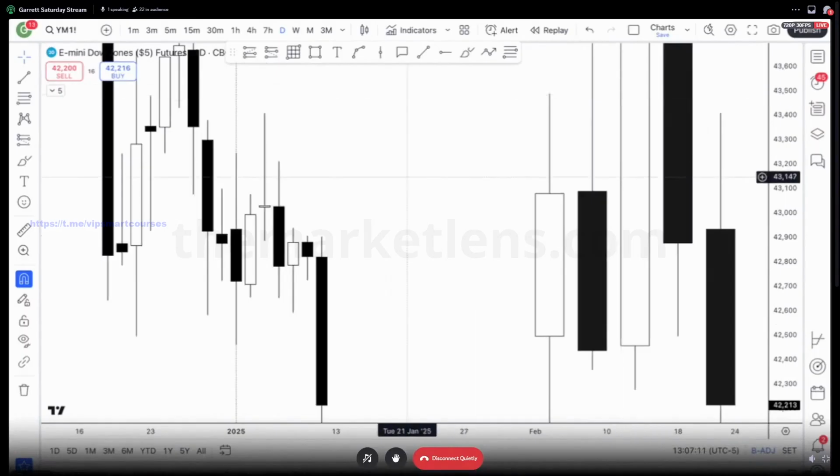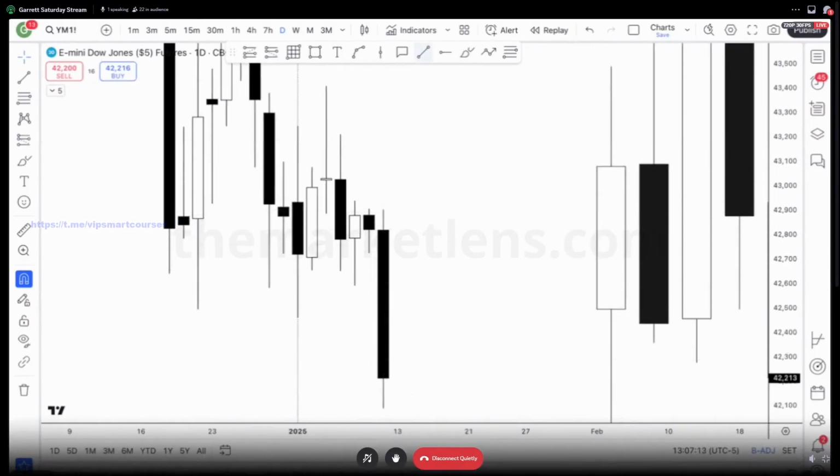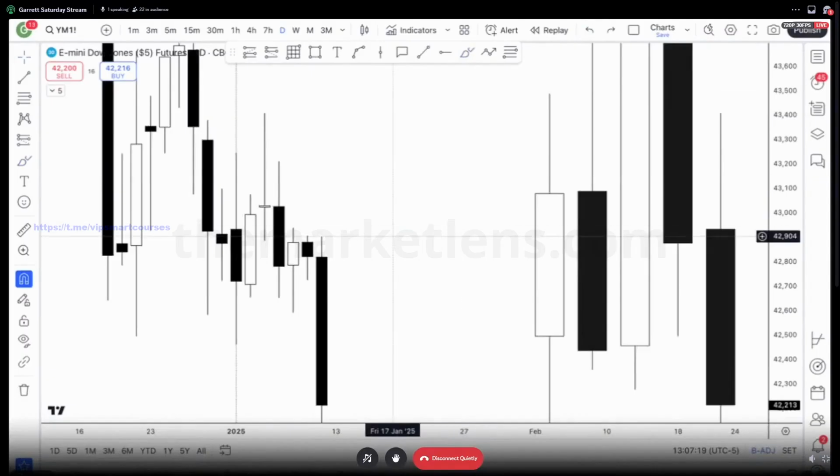You see how days like this, we absolutely can target this low because it's supported by that small wick to become an expansion candle in the direction towards our draw.